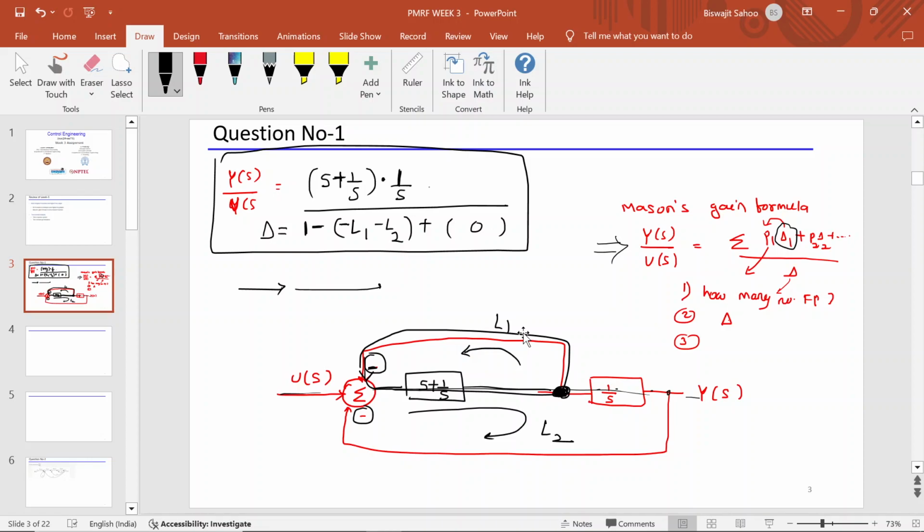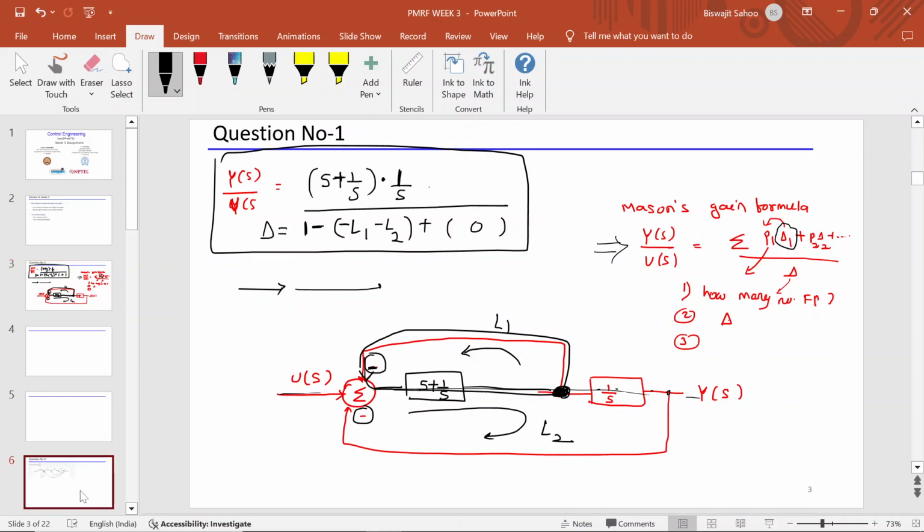This is a simple problem I have taken. Is it clear? Sir, could you solve this problem by block reduction so that we get more idea? Not by Mason's gain formula, just from first principles, sir, by summing and taking feedbacks like that.